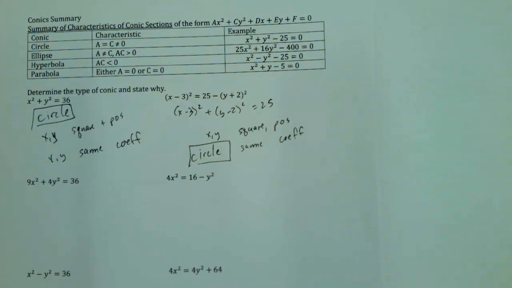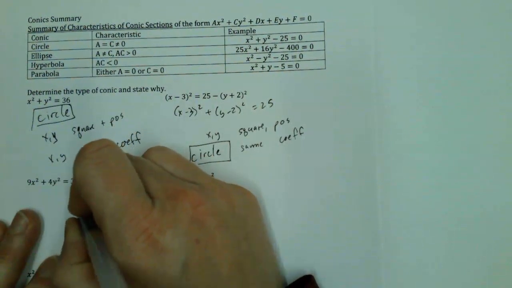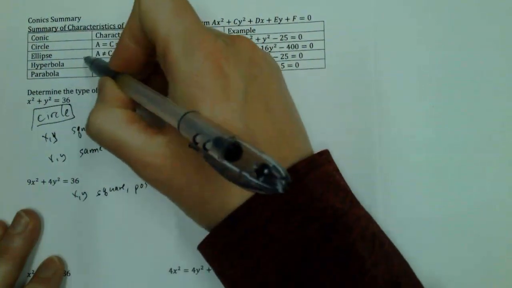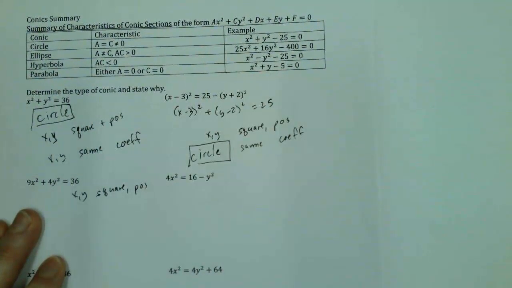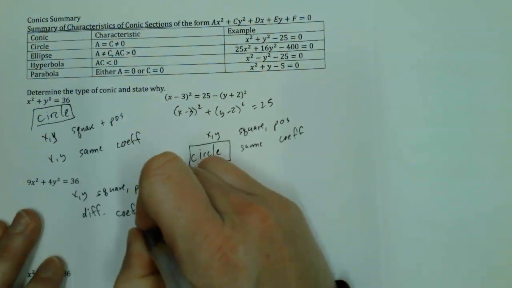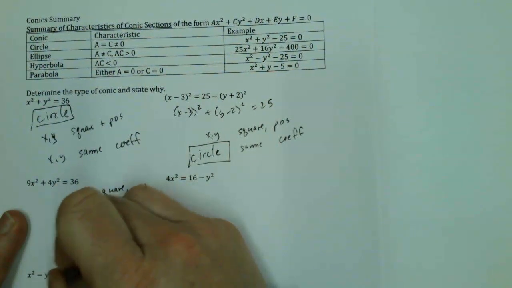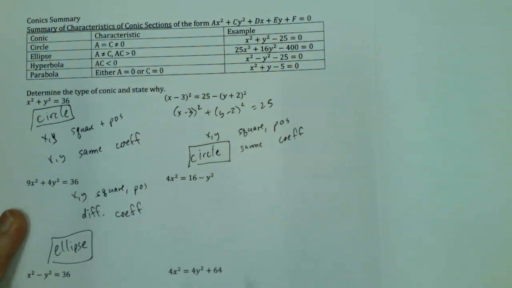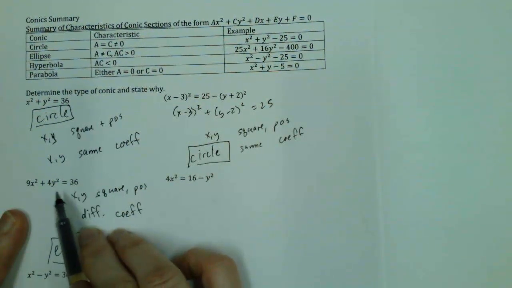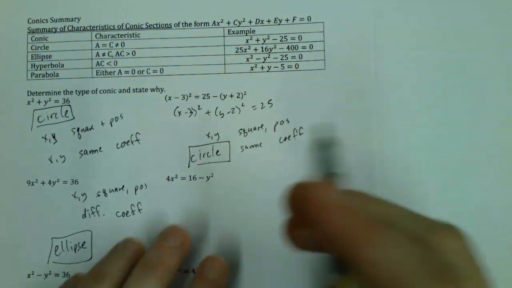All right, moving down to my third one. So again, both x and y are squared, and they're positive. So once again, this is either a circle or an ellipse, but this time we've got different coefficients. So this one is an ellipse. If we wanted to see that general form we saw earlier, we would divide both sides by 36 to get a 1 here, and that would give us the different denominators that we saw in our previous section.